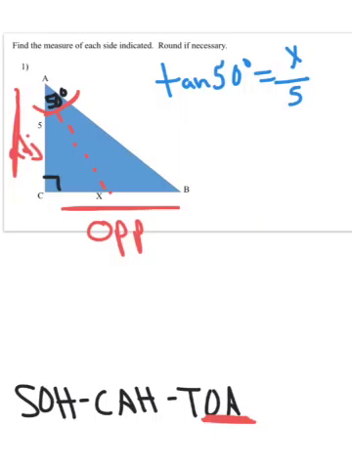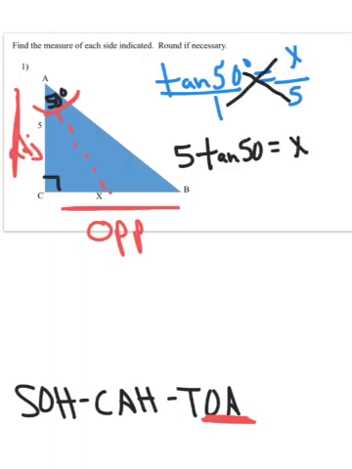Then we're going to solve this. We're going to take this tangent of 50 and put it over 1 so we have two fractions, one on each side, and we're going to cross multiply. So we're going to say the tangent of 50 times 5, and I'm going to write this out: 5 times the tangent of 50 is going to equal 1 times X, which is X. Well, X is what we're trying to find.